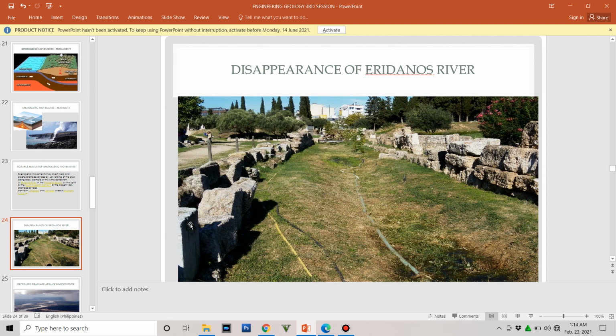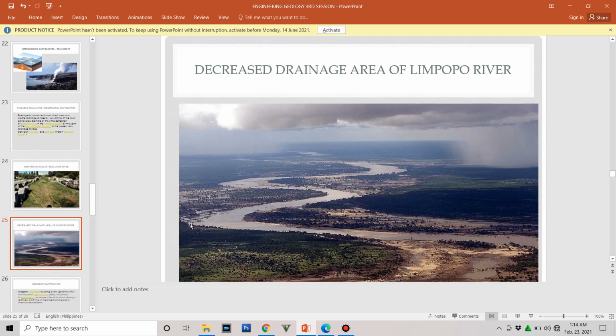And then, the Neogen uplift, okay? Tinaas niya yung South Swedish Dome, which, kapag tumaas, dinivert niya yung tubig. So, it deflected the Eridanus River from its original path across the south-central Sweden into a course of Sweden in the Pliocene era. Okay? So, that is the story behind the disappearance of the Eridanus River.